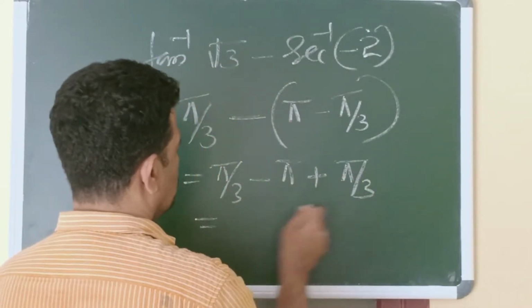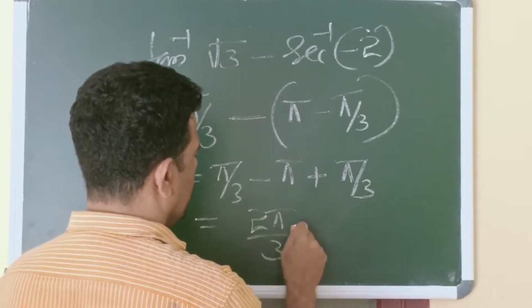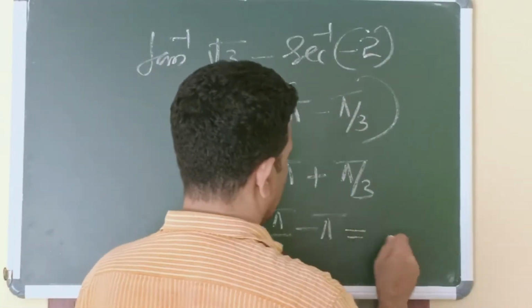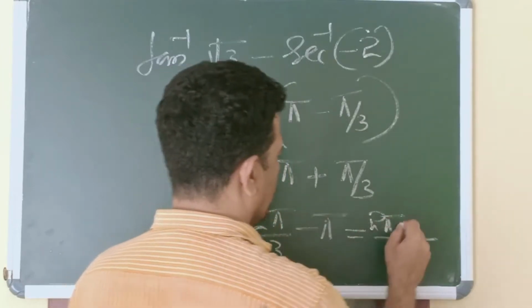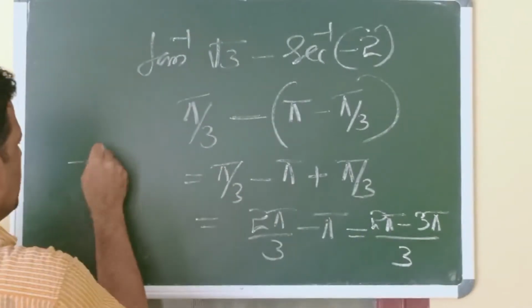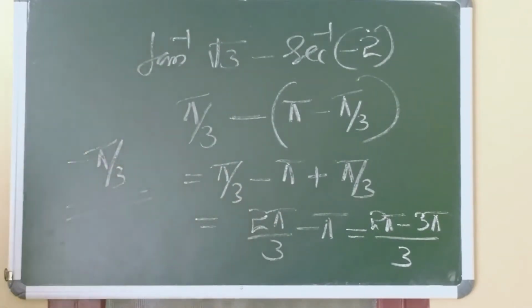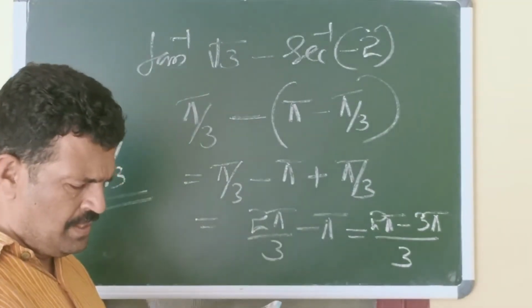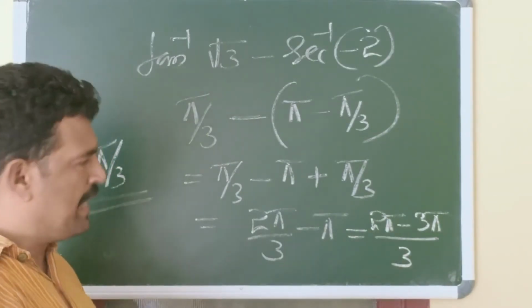That is 2 pi by 3 minus pi. Taking 3 as LCM, 2 pi minus 3 pi, that is minus pi by 3. The final answer is minus pi by 3. Here it is an objective type question. Therefore the answer is the second one, minus pi by 3.